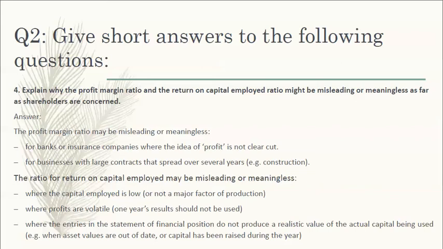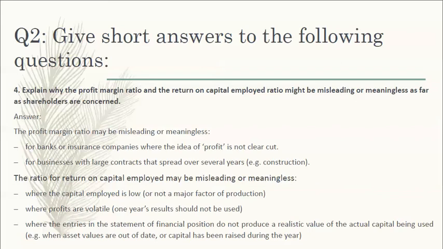Second, the ratio for return on capital employed may be misleading or meaningless in cases where the capital employed is low or not a major factor of production. Second, where profits are volatile, one year's result shouldn't be used. Third, where the entries in the statement of financial position don't produce a realistic value of the actual capital being used. For example, when asset values are out of date or the capital has been raised during the year.